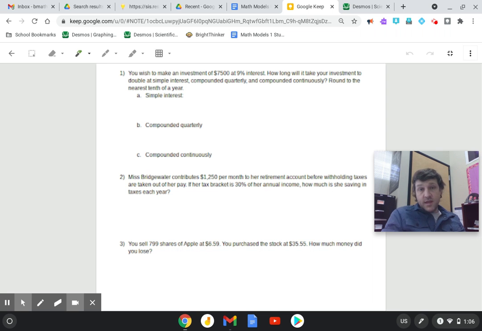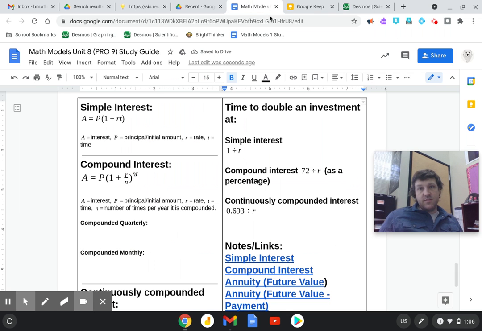It says here you wish to make an investment of $7,500 at 9% interest. How long will it take your investment to double at simple interest, compound interest, and continuous interest? So what you need to do here is there's a formula for each one of these options, and they're listed here, time to double an investment, on the review sheet. So you can have access to this formula chart. And so we'll go through each one of these.